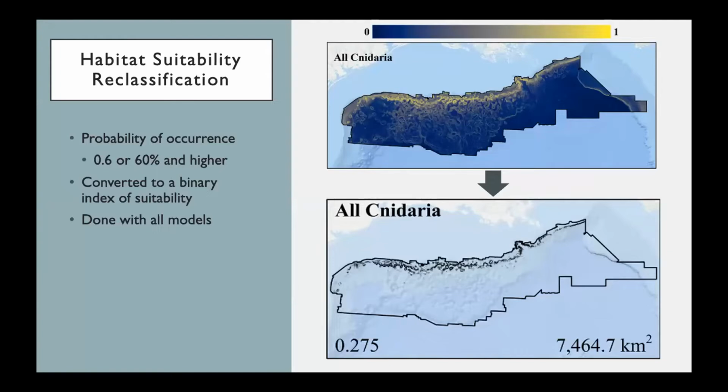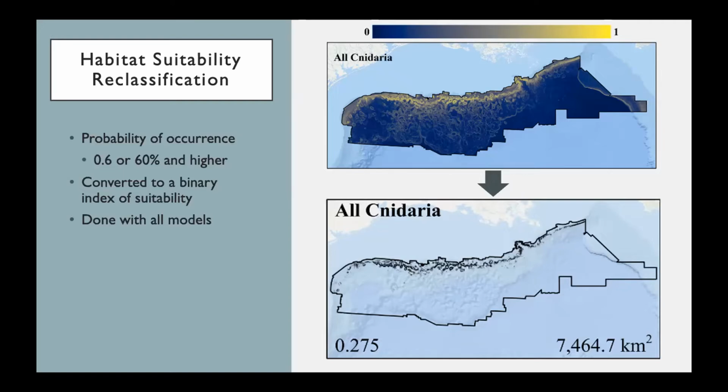So to be able to say what areas we actually wanted to preserve or propose for conservation, we chose to reclassify into habitat suitability models. So we chose a probability of occurrence of 0.6 or 60% and higher. This is pretty highly debated in the literature. What's a good probability of occurrence? We did choose a rather lower value just because our interest is in conservation. So we're hoping to propose conservation for the most amount of species.